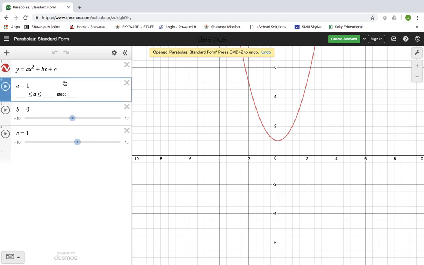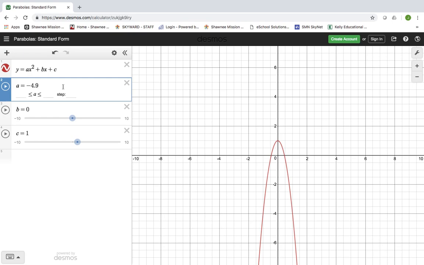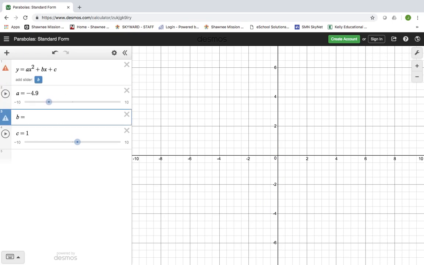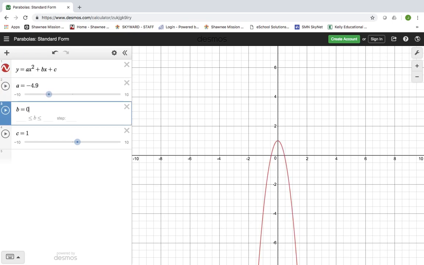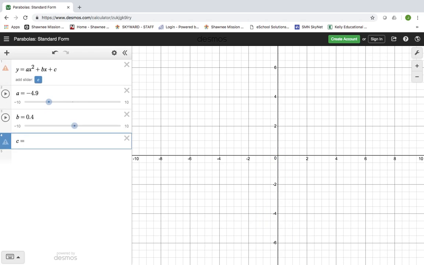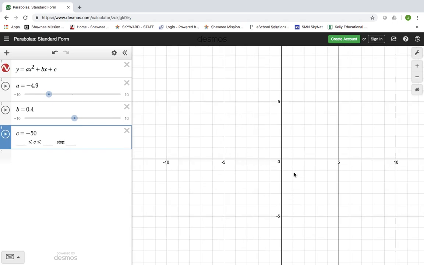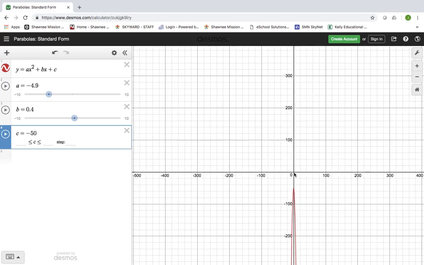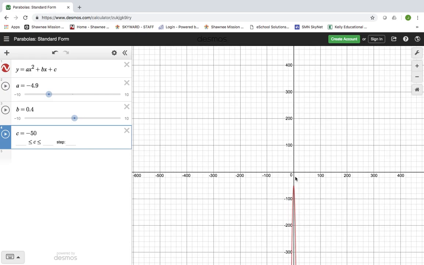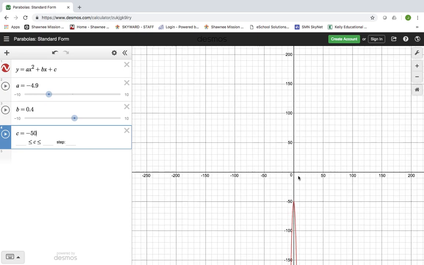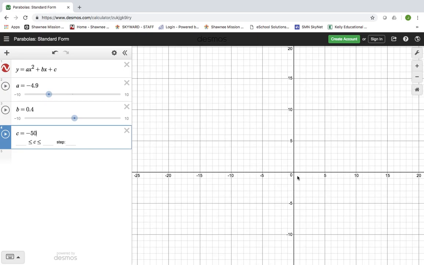At which point I'm going to change a couple of these. My a value I already know is going to be negative 4.9 no matter what. You can't change the force of gravity. Your b value is going to be that 0.4, which was your speed at the end. And here's the thing about c. C has to be a negative number. Now with us at negative 50, that's already way down there. I mean, if you zoomed out far enough, you're going to see it eventually. It's all the way down here. It needs to be crossing your x-axis at some point in order for it to have a real solution.